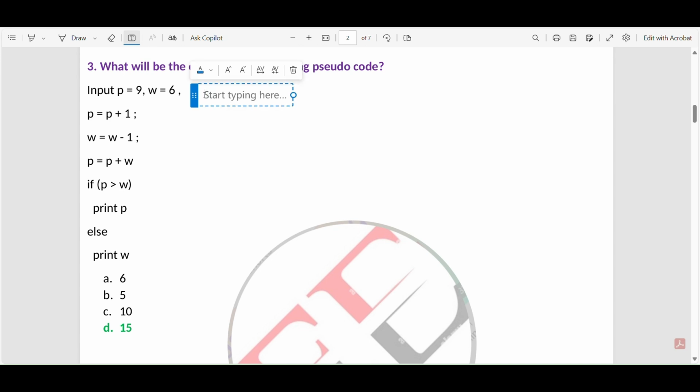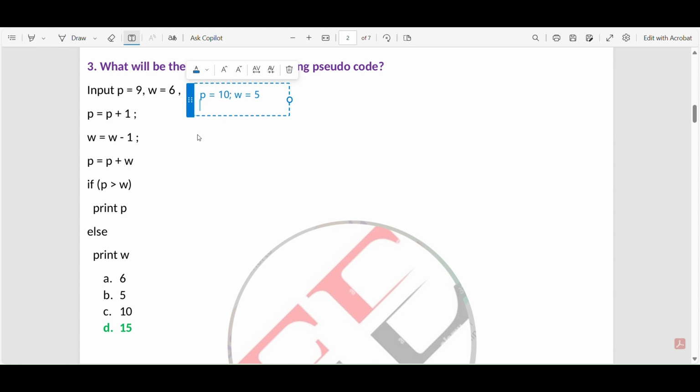So first we are having p equals to 9 and w equals to 10. Sorry, w equals to 6. And then see, p equals to p plus 1. Means the value of p has been changed to 9 plus 1, that means 10. Right? And value of w has been decreased by 1, that means 6 minus 1 will be giving you 5. So these are the new values of p and w.